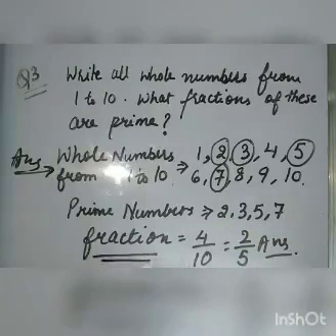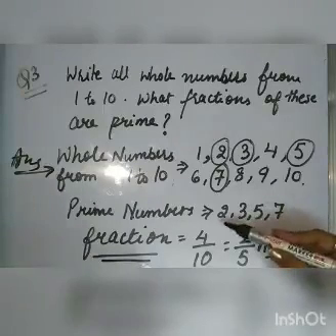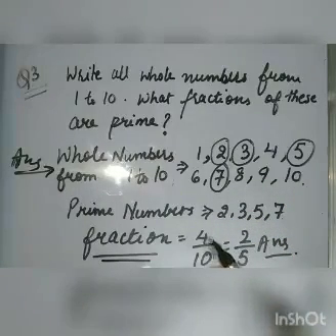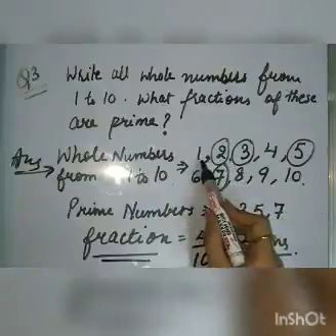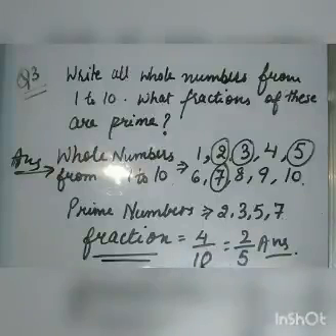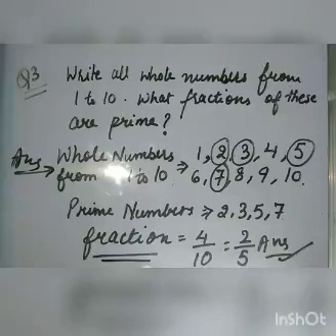We have to write the fraction. To write the fraction, count the prime numbers: 1, 2, 3, 4. So 4 is written in the numerator. Count the whole numbers: 1, 2, 3, 4, 5, 6, 7, 8, 9, 10. So 10 is written at the denominator. Since it will go in the table of 2, we will reduce it: 2 2s are 4, 2 5s are 10. So the answer is 2 upon 5, the fraction of prime numbers from 1 to 10.